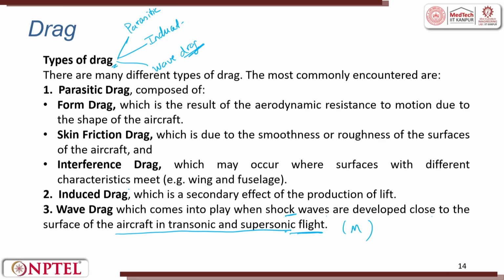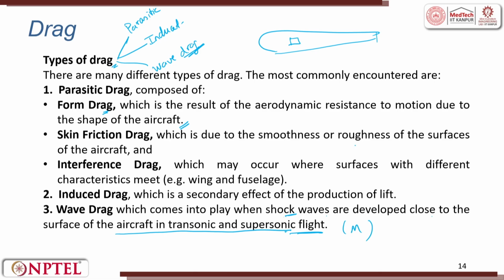So, then let us try to see the other two. Parasitic drag is composed of form drag, skin friction drag and interference drag. Form drag is a result of aerodynamic resistance to motion due to the shape of the aircraft. That is why we always try to shape a plane like this, and then you have a wing, right. This is called form drag, depending upon the shape.